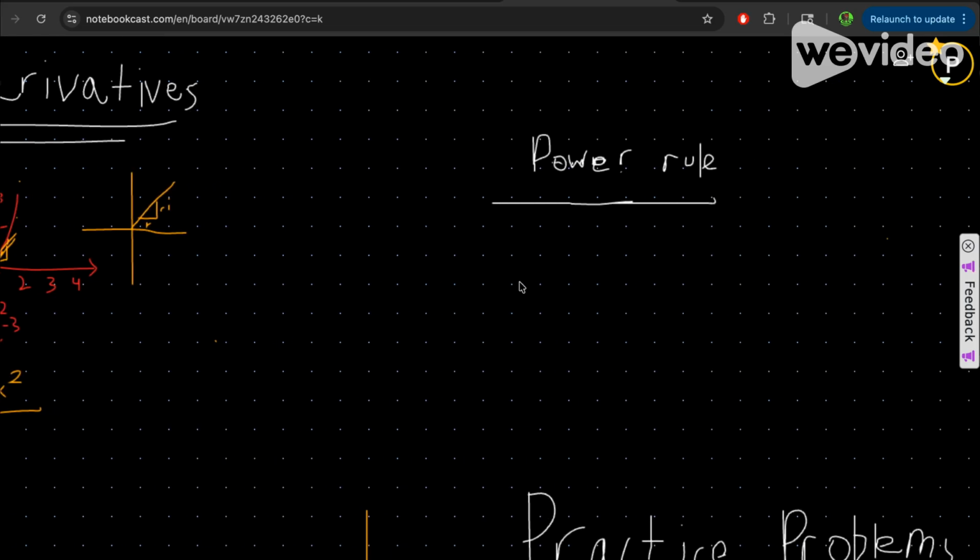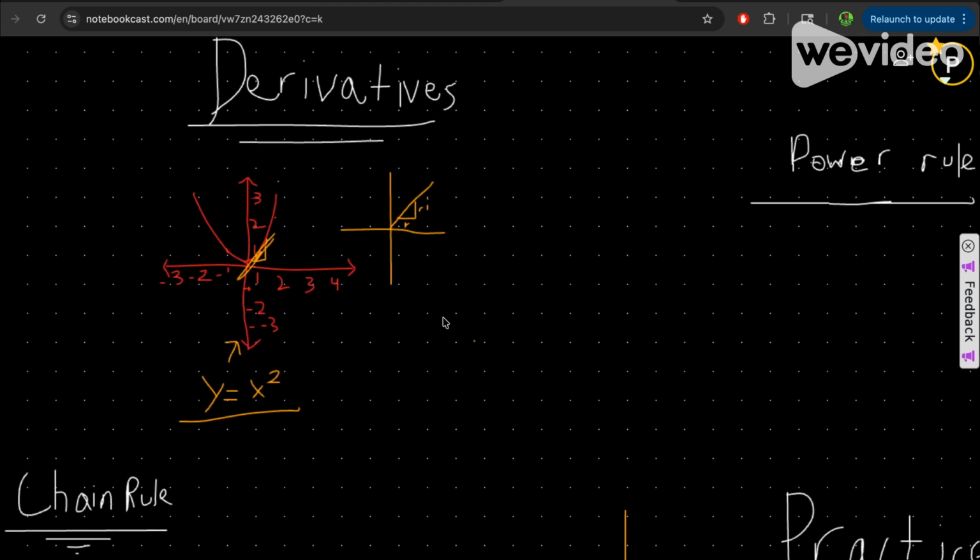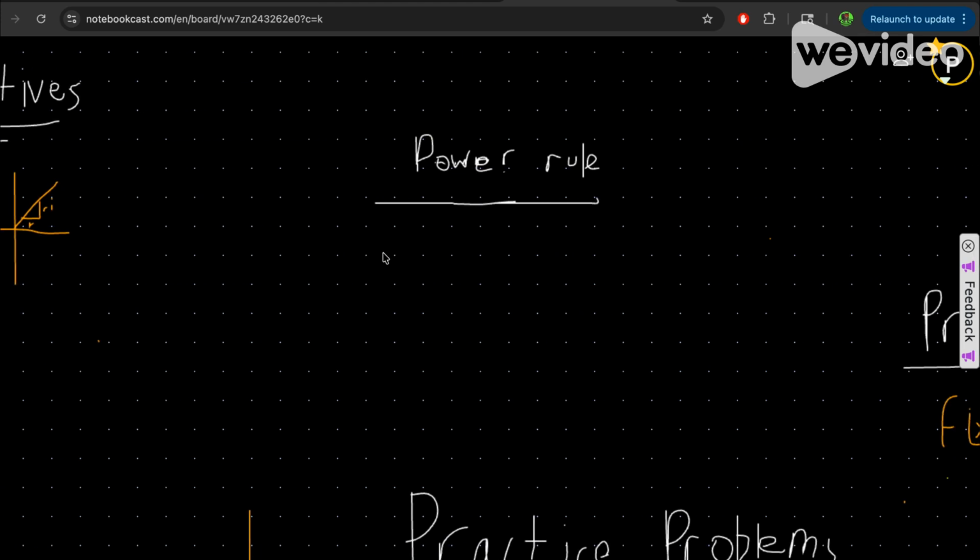Okay, so first off is the power rule. This is the most basic of the rules. This will also help us solve the y equals x squared problem. So let's write this out. Y equals x squared.